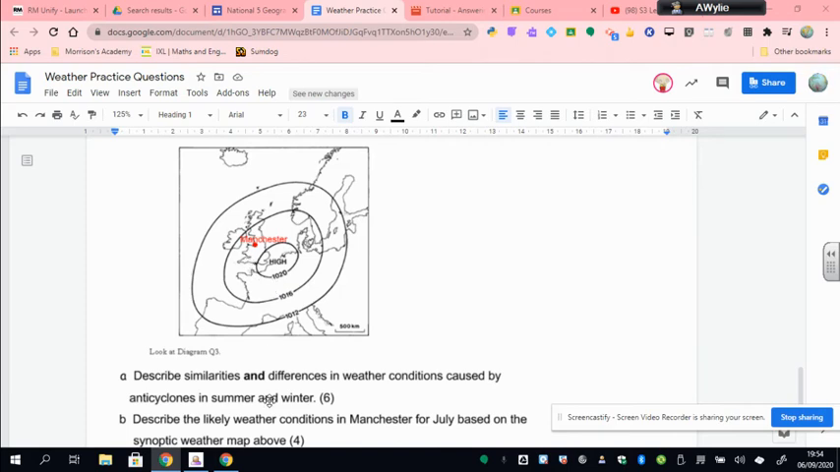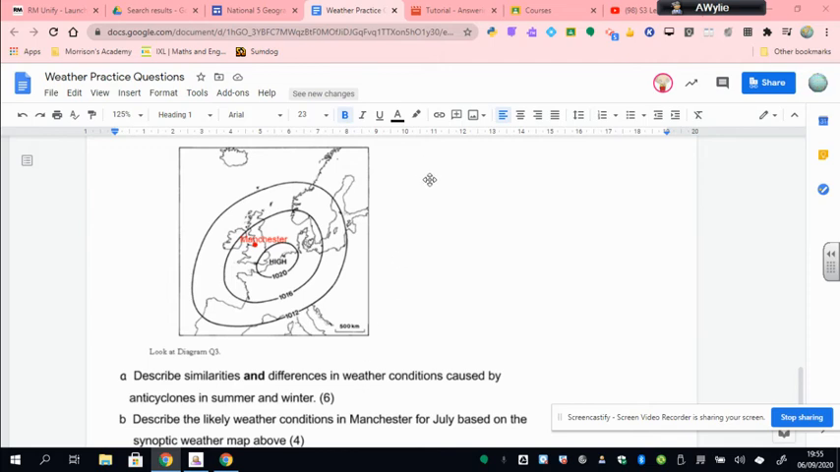But before we get to looking at the weather in Manchester, based on our knowledge of synoptic weather symbols, let's have a little look at this question. Describe similarities and differences in weather conditions caused by anticyclones in summer and winter. 6 marks. So what we need to do is we need to know what weather you would get with high pressure. We have to think about all different aspects of the weather.